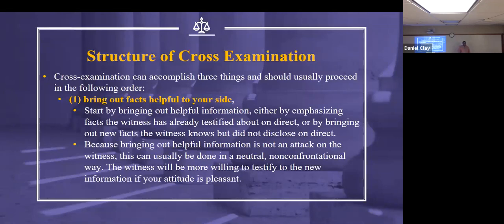So how do you structure a cross-examination? Well, there are generally three things that you should try to accomplish, okay? And they occur in the following order. The first thing you want to try to accomplish during cross-examination is to bring out facts that are helpful for your side. Right, so if we go back to the case of the widow, who the defense is saying was smoking in the car.